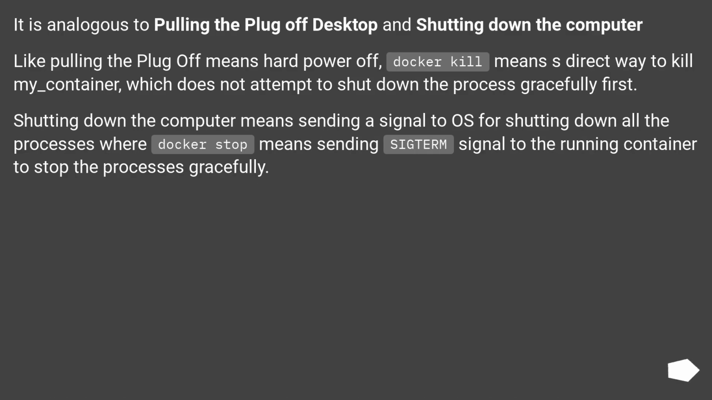It is analogous to pulling the plug off a desktop versus shutting down the computer. Like pulling the plug means a hard power off, Docker kill means a direct way to kill my container, which does not attempt to shut down the process gracefully first. Shutting down the computer means sending a signal to the OS for shutting down all the processes, where Docker stop means sending a SIGTERM signal to the running container to stop the processes gracefully.